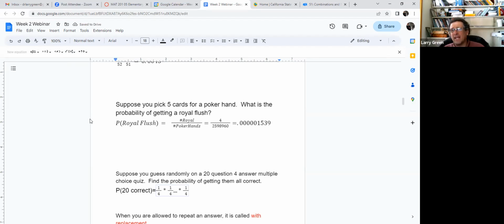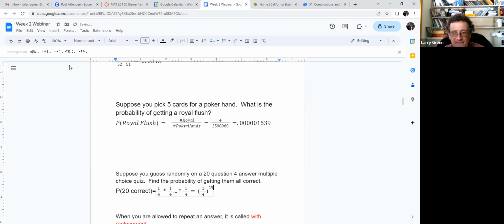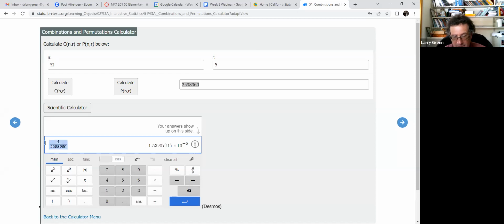What's an easier way of writing 1 out of 4 times 1 out of 4 times 1 out of 4 times 1 out of 4, 20 times written out? Yeah, it's just a power. This is equal to 1 out of 4 to the 20th power. And that we can just simply do. So 1 out of 4 to the 20th power.